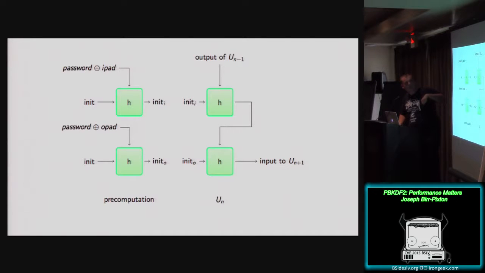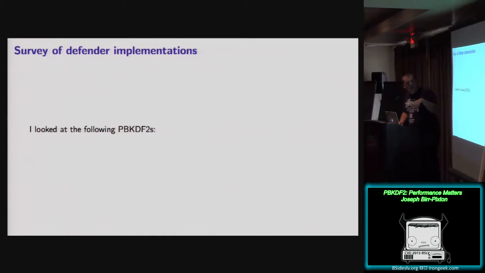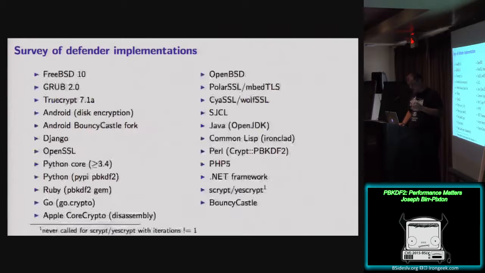To be very clear, this is not a new result. This is known about by lots of people. It's especially known about by people with boatloads of GPUs, but I think it's slightly less known about by people who write defender PBKDF2 implementations, which is the people I'm talking about mainly here. So you end up with 2 plus 2 times I compression function applications for I iterations. This begs the question of how defender implementations are faring. So I looked at some.